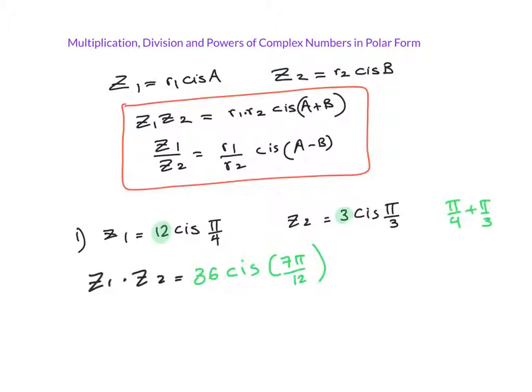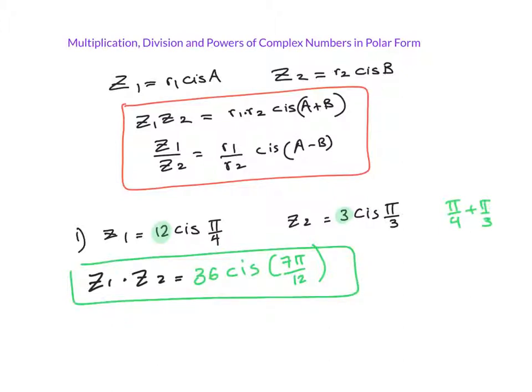Now, if I'm able to find the value of this, I would. If I know 7 pi over 12, I can change that into a rectangular form if I want to. But I don't know the value of 7 pi over 12, so I'm going to keep it as it is, and that would be my answer.